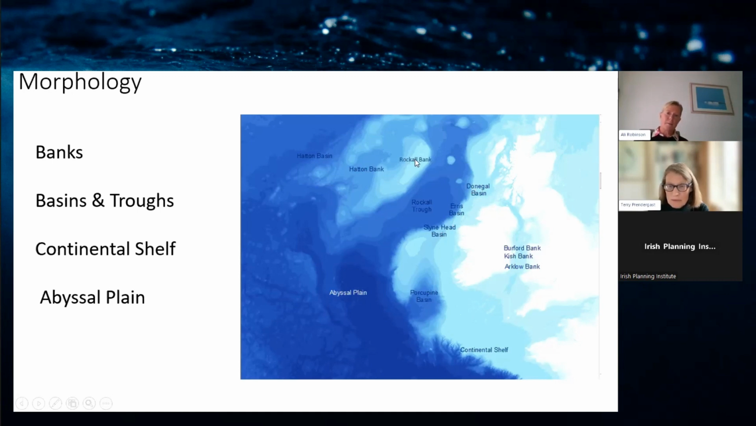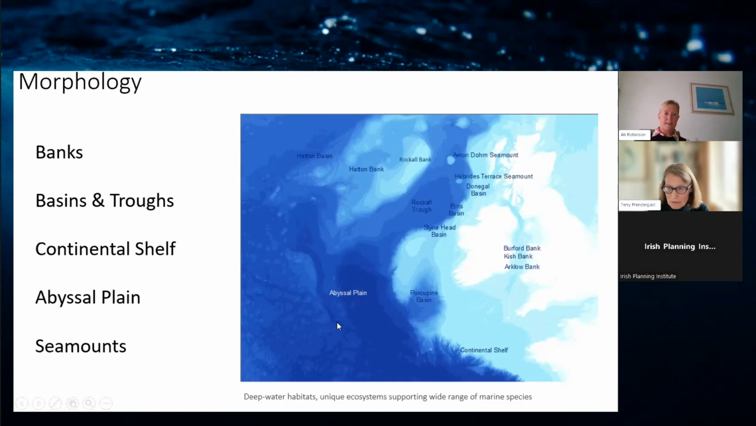We go out here to the banks and the Hatton Bank and the Hatton Basins, again, within our, proposed to be, and we have exercised certain rights in these areas for exploration and fishing. Continental shelf and the abyssal plain. So abyssal, it's a great word, but anything off the shelves into deep water is referred to as abyssal. A very important morphological feature in the marine environment are seamounts.